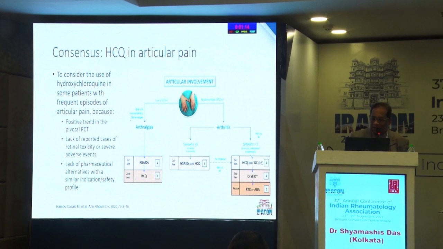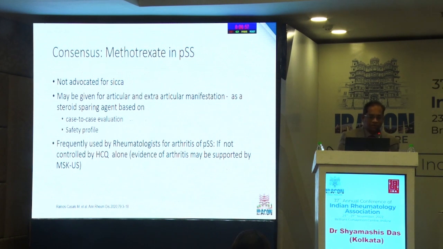Finally, rituximab, that's a rescue drug. After the invention of rituximab, we are a little more comfortable in managing many extra-articular manifestations rather than articular manifestations of Sjogren's syndrome. About methotrexate in Sjogren's syndrome: it is not advocated for sicca symptoms, but may be given for articular and extra-articular manifestations as a steroid-sparing agent, based on case-to-case evaluation and the safety profile. It is frequently used by rheumatologists for arthritis in Sjogren's syndrome if not controlled by hydroxychloroquine alone.